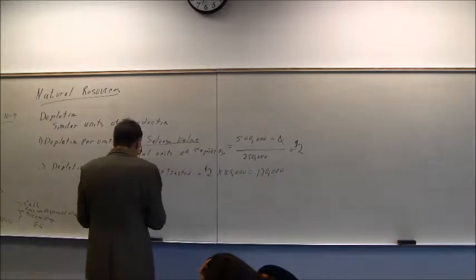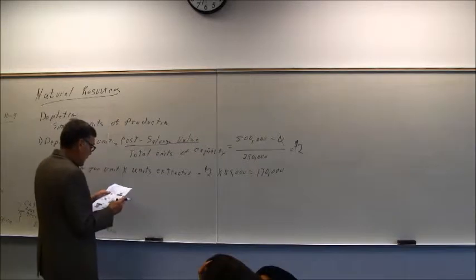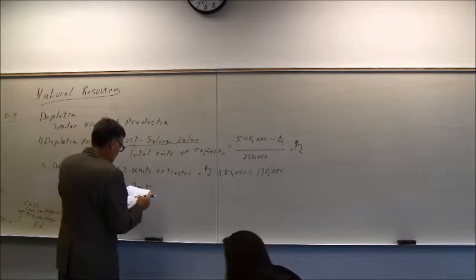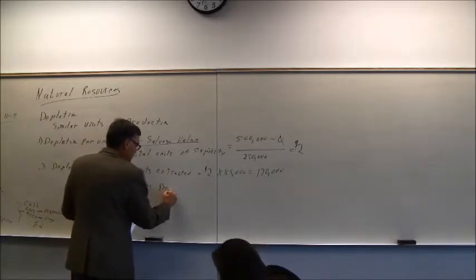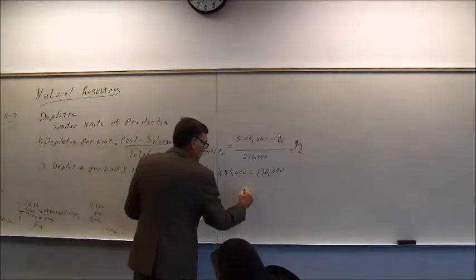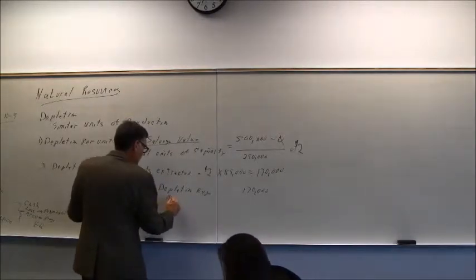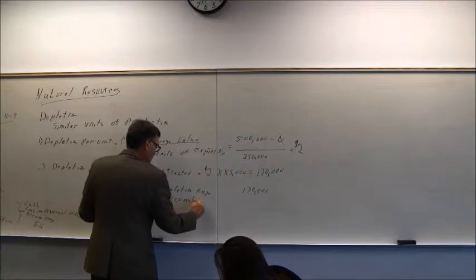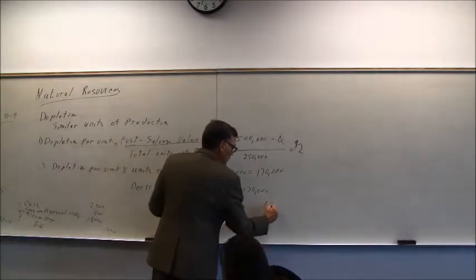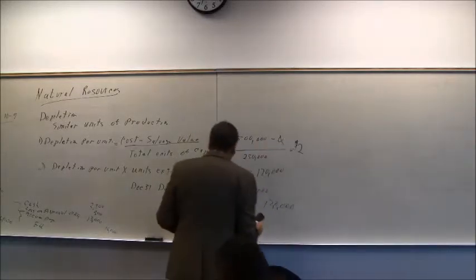And the journal entry is exactly like you'd expect. On December 31st, the journal entry is: depletion expense will be $170,000, and accumulated depletion was $170,000.